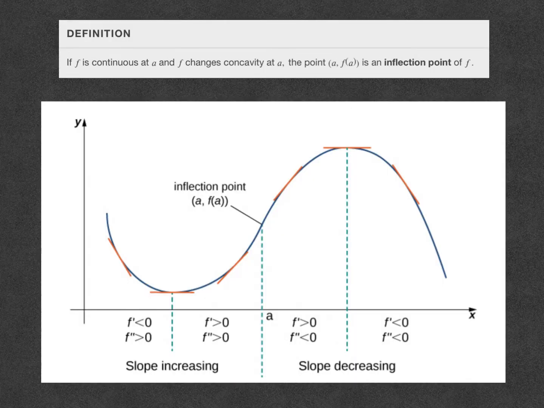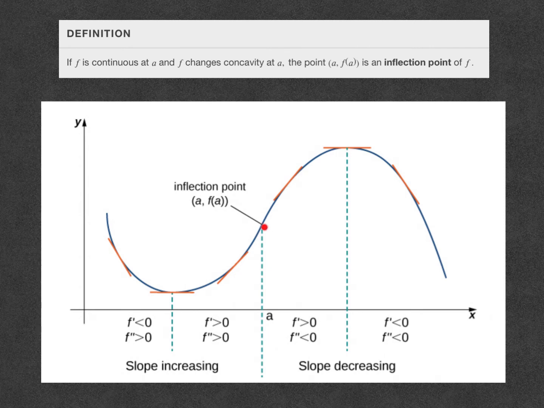So we'll define one more term in this section, and that is an inflection point. Inflection points are kind of like critical points coming from the second derivative. Basically, if I have a function that's continuous at a point and the function changes concavity there, then that point is called an inflection point. It's like the max-mins that we find from the first derivative, but inflection points come from the second derivative information.